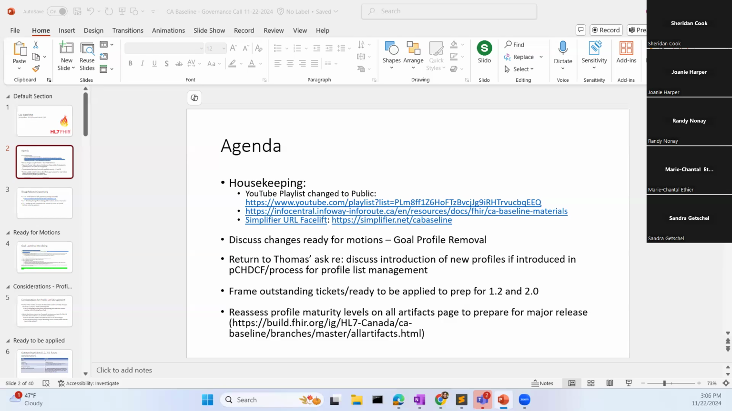I also was hoping to get around to framing some of our outstanding actions that are necessary before we can get the version 1.2 out, that either are waiting on decisions, or they're ready to be applied, or they're going to be put forward for future decisioning in a later version.